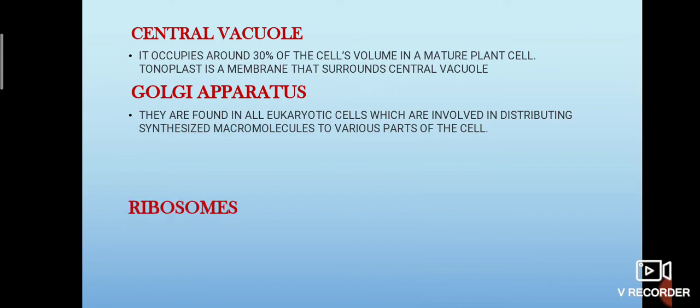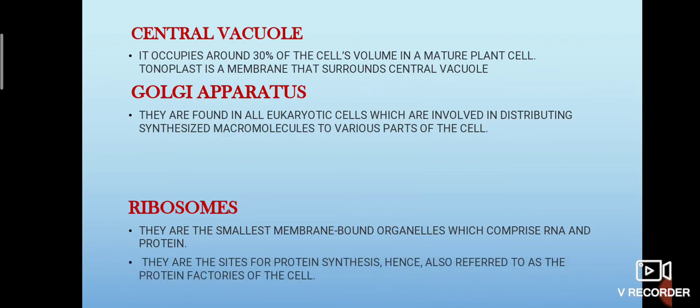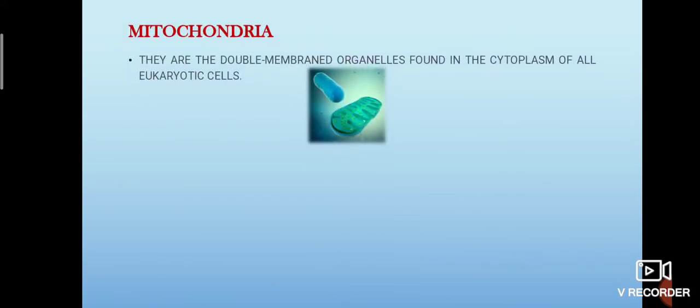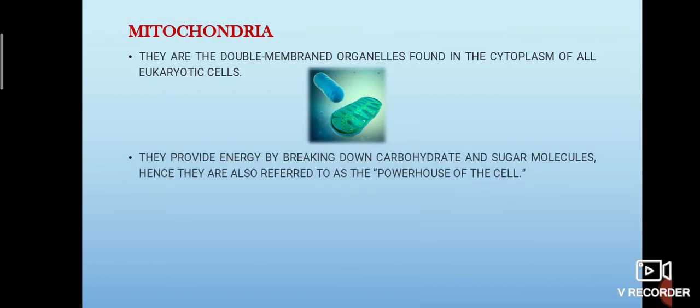Ribosomes. They are the smallest membrane-bound organelles which comprise RNA and protein. They are the sites for protein synthesis, hence also referred to as the protein factories of the cell. Mitochondria. They are the double membraned organelles found in the cytoplasm of all eukaryotic cells. They provide energy by breaking down carbohydrate and sugar molecules. Hence, they are also referred to as the powerhouse of the cell.